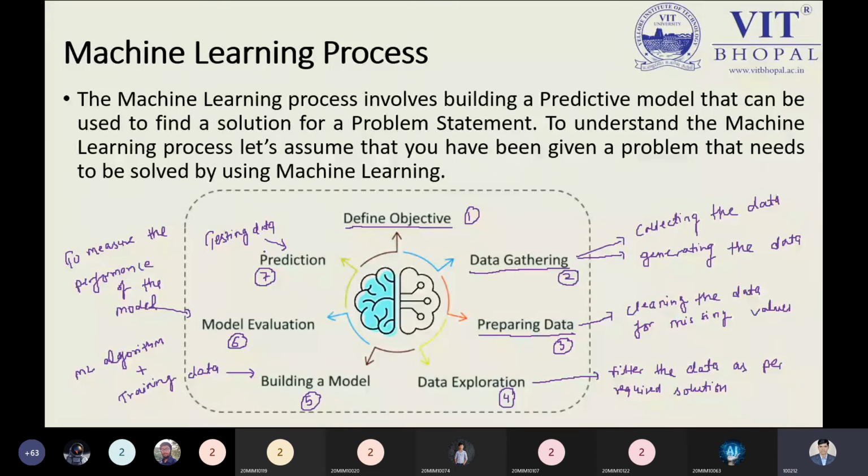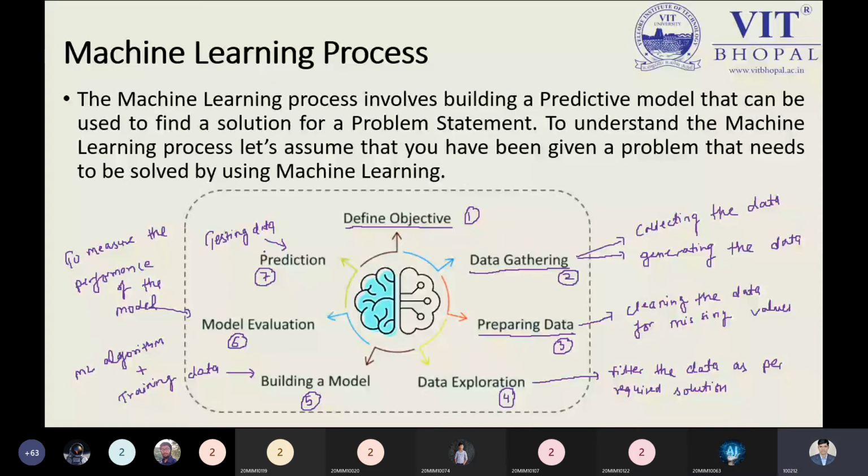We will regather the data, re-prepare the data, and re-explore it. We have to rebuild the model to determine whether our model is better than the other model. We have to apply this cycle again until we get a better result. So reprediction and remodel evaluation we have to do. This is basically a looping process until we get our result in a better way. So this is the machine learning process.